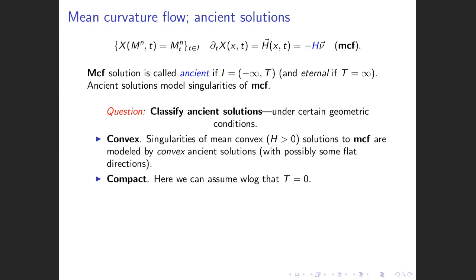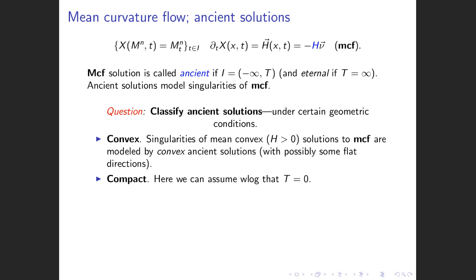Okay, so as we just mentioned, to study singularities, you make this blow up and you create an ancient solution. The ancient solutions model singularities of mean curvature flow. Therefore, we want to understand what the ancient solutions look like. And the interesting question is to classify all ancient solutions. Now, the question in this generality is impossible to answer. So what do we do? We start imposing certain geometric conditions to at least be able to answer the question in these cases.